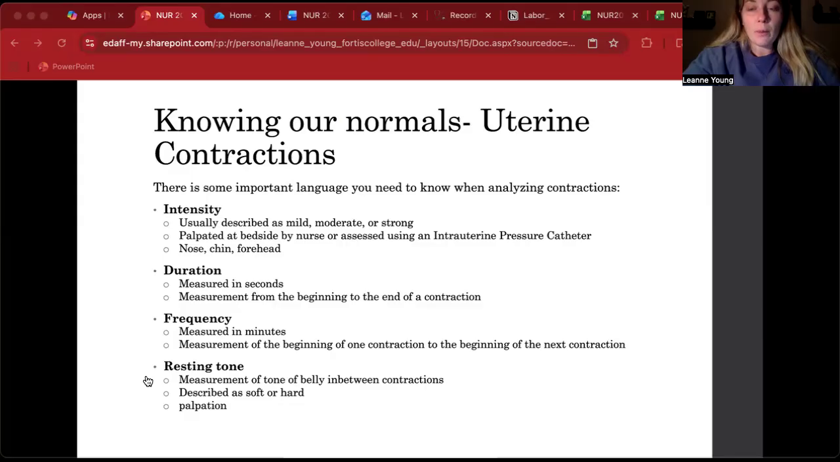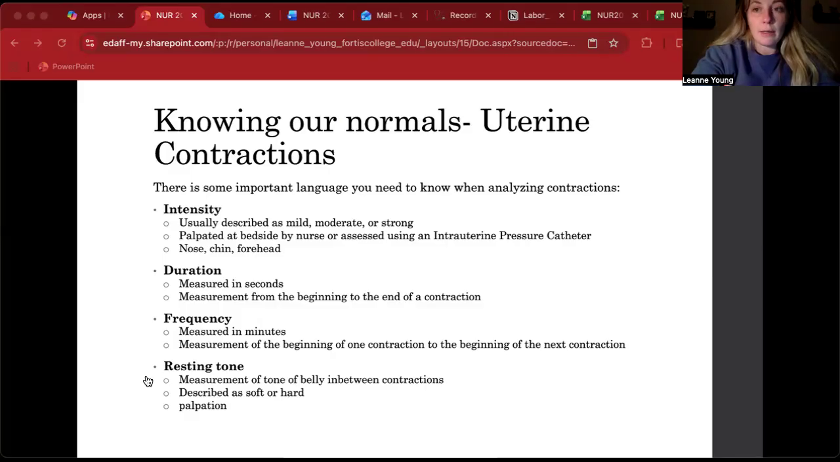So our intensity, we describe that as mild, moderate, or strong. This is whenever nurses or providers will feel a mom's belly as she's actively having a contraction to assess how strong that contraction is. Okay, so mild would be if you feel your nose. That is what a woman's belly is going to feel like during a mild contraction. Moderate would be your chin. Strong is your forehead. Okay. So this is palpated at bedside, or it can be assessed using an intrauterine pressure catheter. And like I said, the nose, chin, or forehead.